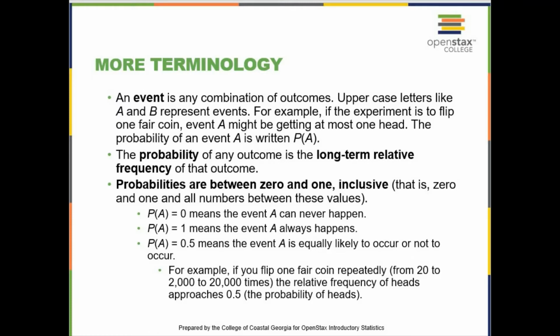The probability could be equal to 0, which means the event is never going to happen, or the probability could be equal to 1, which means the event will always happen, or we are certain that the event A is going to happen. If the probability is equal to 50%, or 0.5, or 1/2, we say that the event A is equally likely to occur or not to occur. For example, flipping one fair coin repeatedly, let's say 100 times, the relative frequency of heads approaches 1/2, which is the theoretical probability of heads.